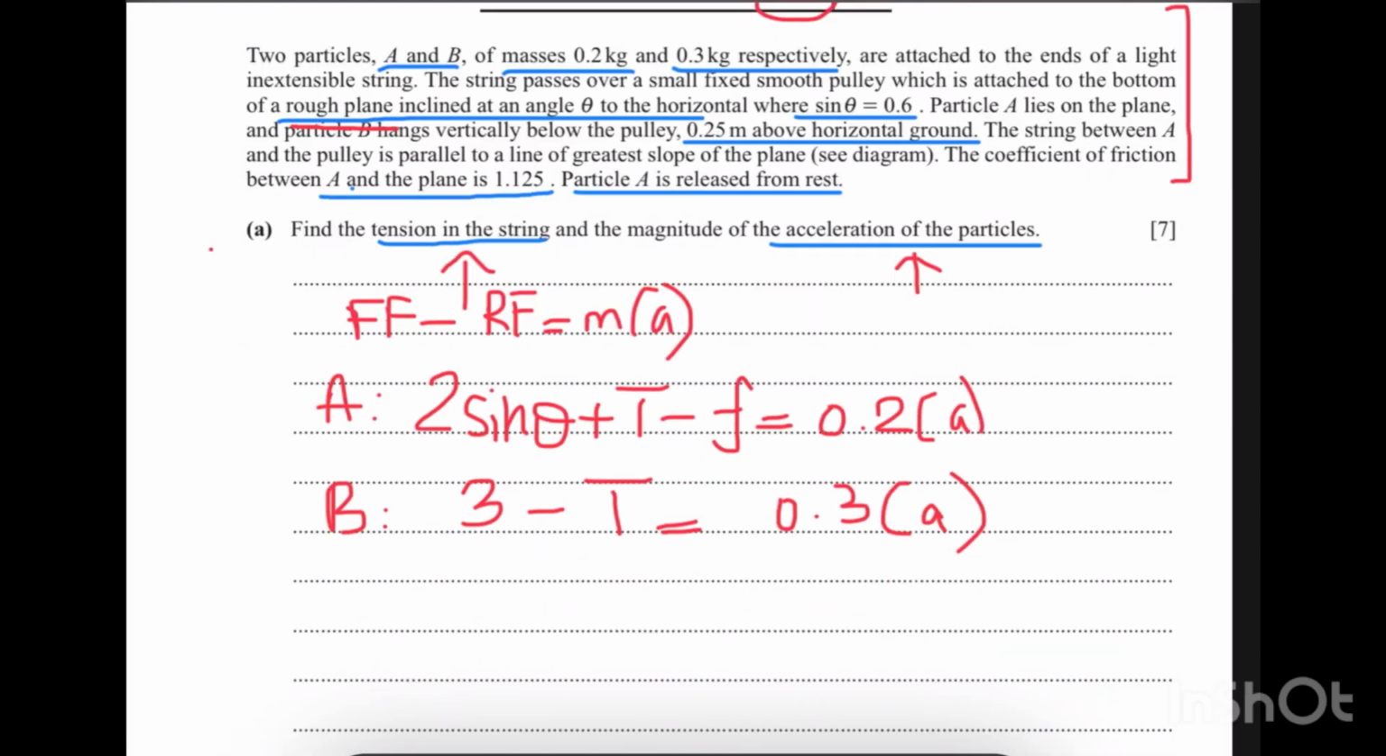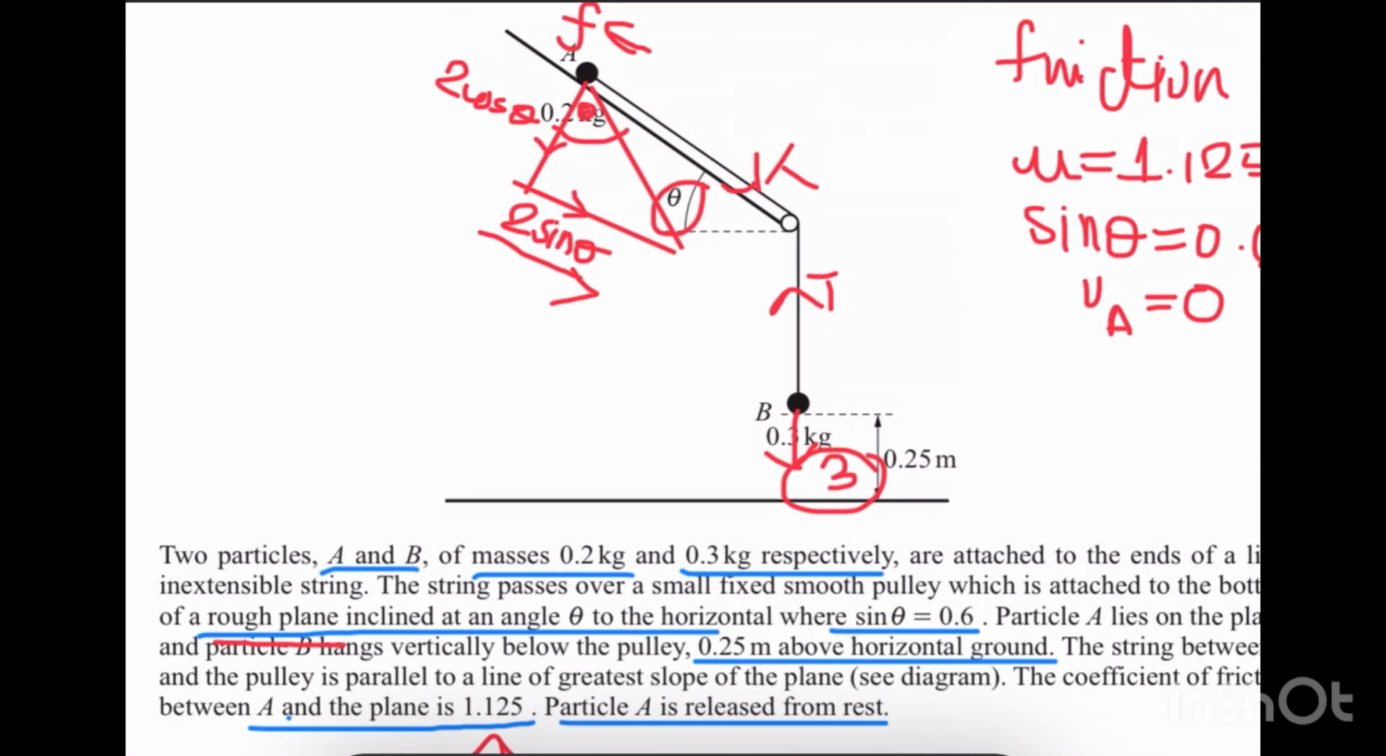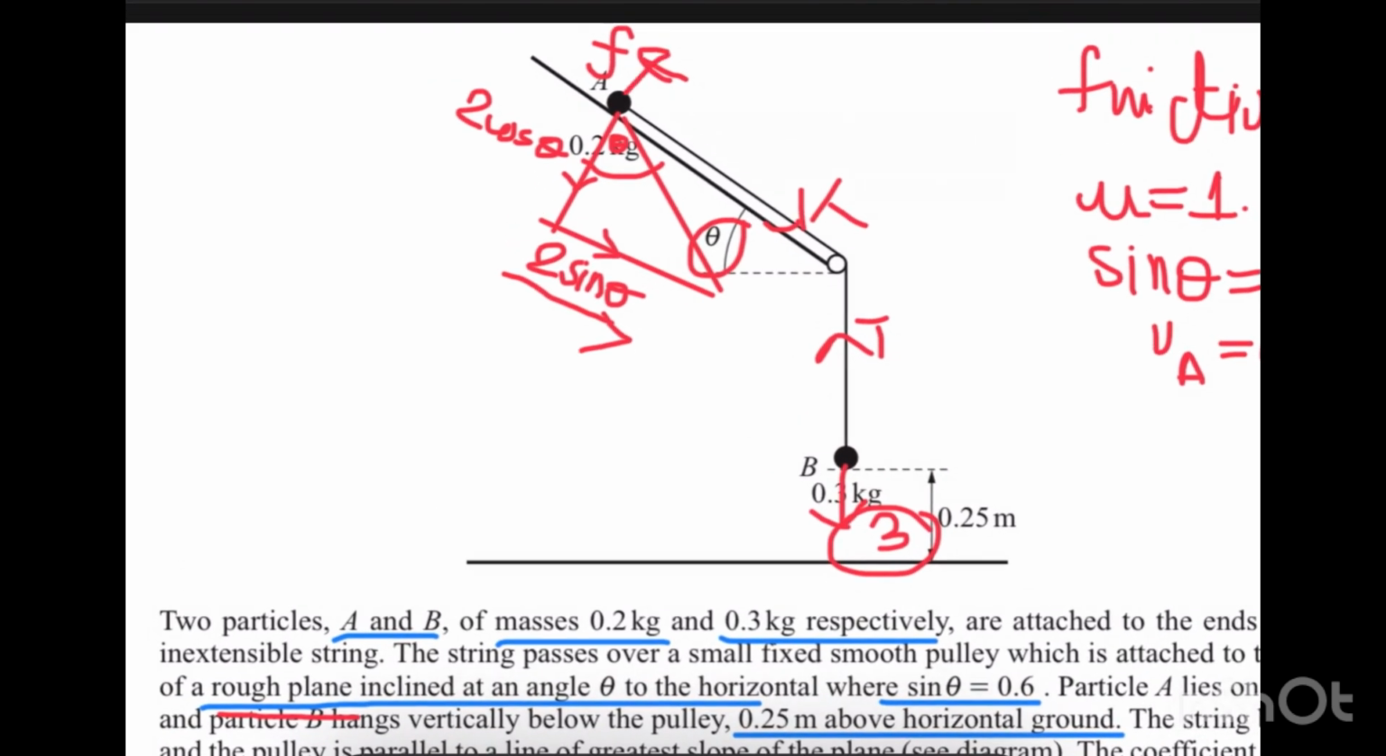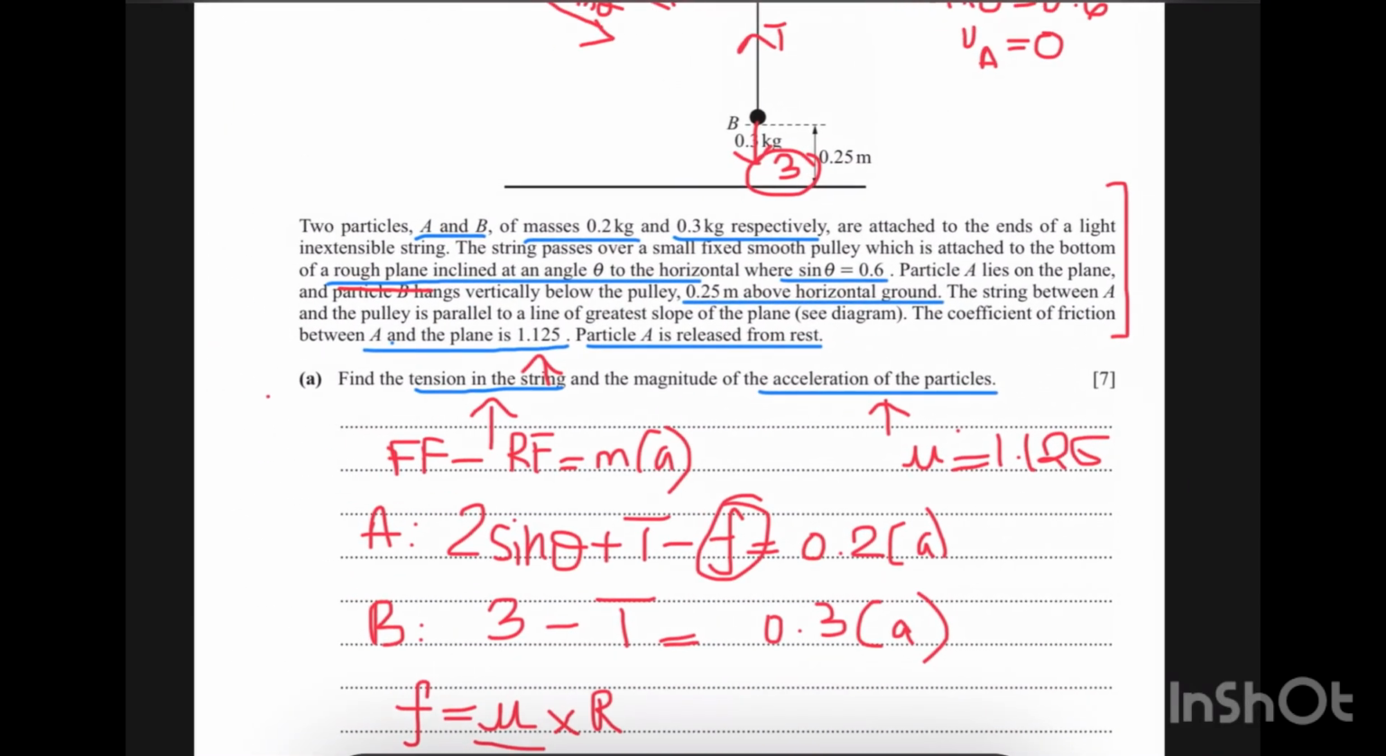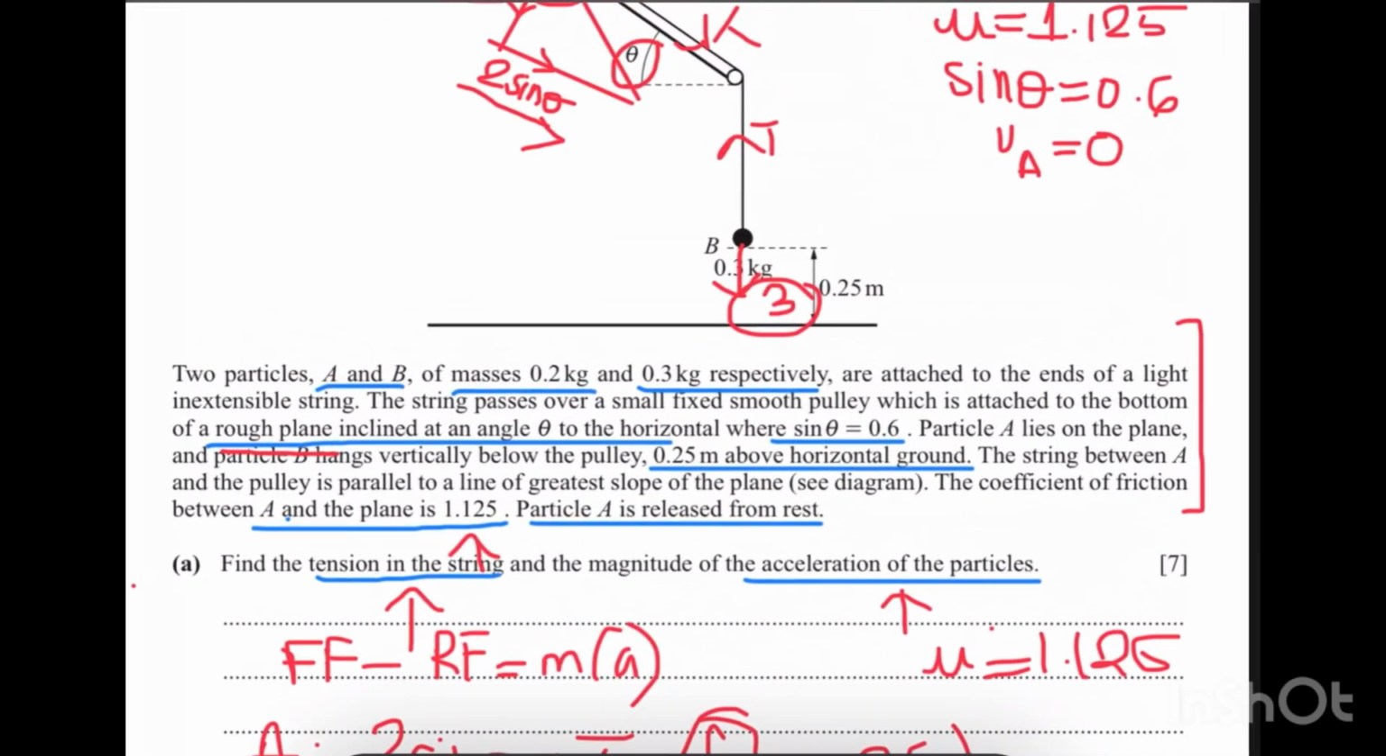Let's find the value of the friction. So we know that the friction is equal to the coefficient of friction, which is mu multiplied by R. So we have the value of mu, which they have told us as 1.125. And as for R, we know that the particle A is in equilibrium vertically since it is not flying off the plane. So it is like this, vertically. So that means that this R, the normal reaction, is equal to 2 cos theta. Now they've only given us the value of sine theta, which is 0.6.